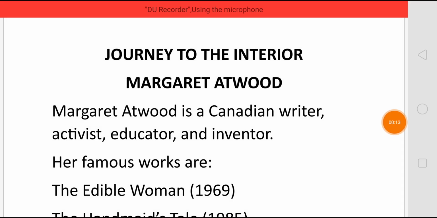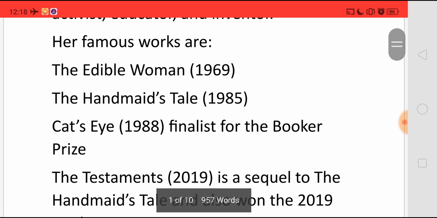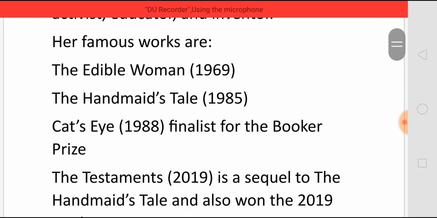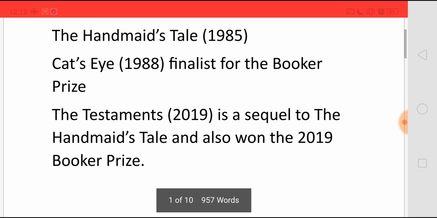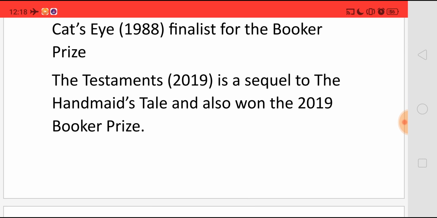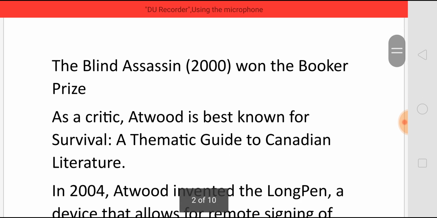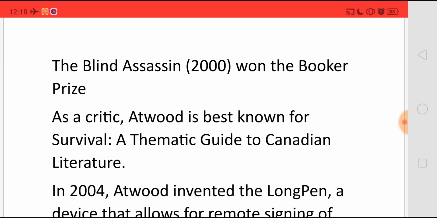Margaret Atwood is a multi-talented personality. She is a Canadian writer, activist, educator, and inventor. Her famous works are The Edible Woman, The Handmaid's Tale, Cat's Eye, which was a finalist for the Booker Prize, The Testaments, which is a sequel to The Handmaid's Tale and also won the 2019 Booker Prize, and The Blind Assassin, which won the Booker Prize in 2000.